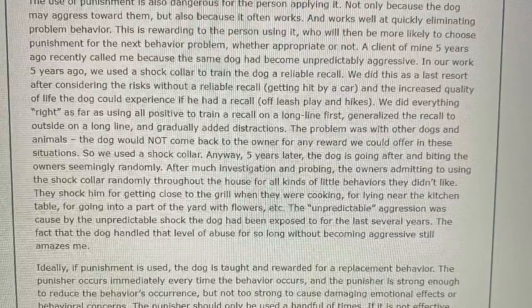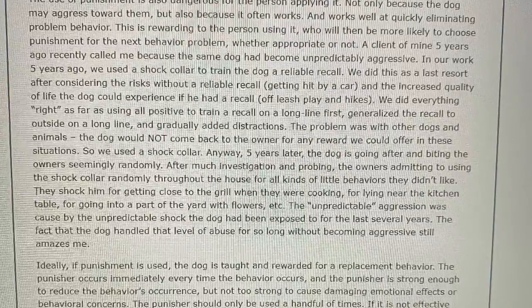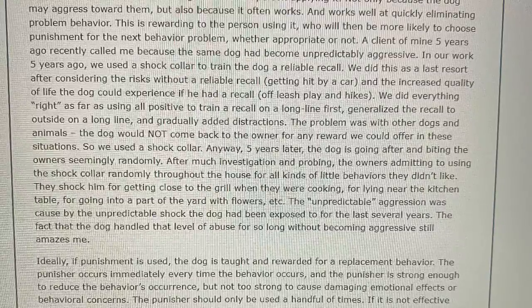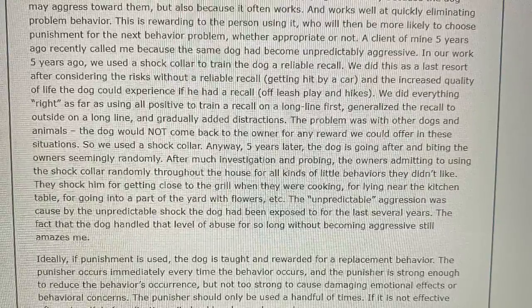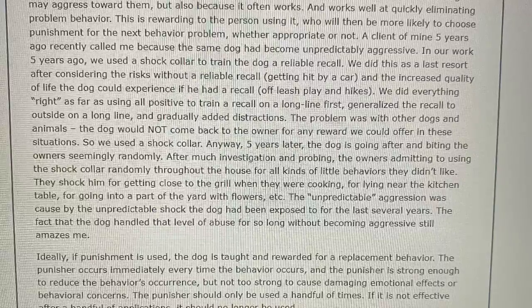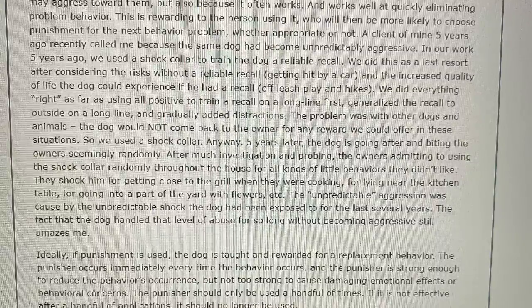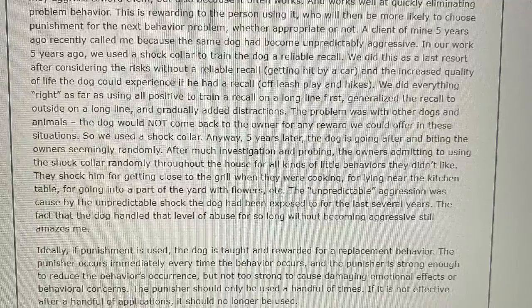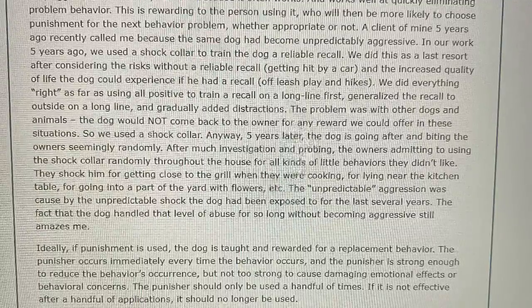They shocked him for getting close to the grill when they were cooking, for lying near the kitchen table, for going into a part of the yard with flowers, etc. The unpredictable aggression was caused by the unpredictable shock the dog had been exposed to for the last several years. The fact that the dog handled the level of abuse for so long without becoming aggressive still amazes me.